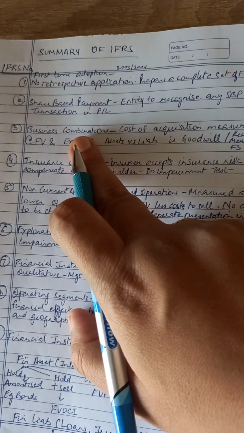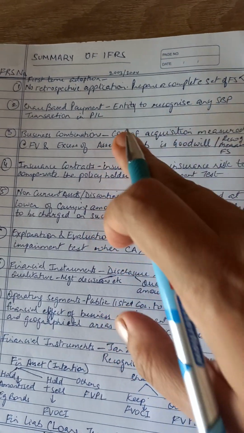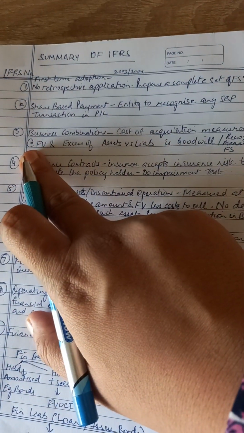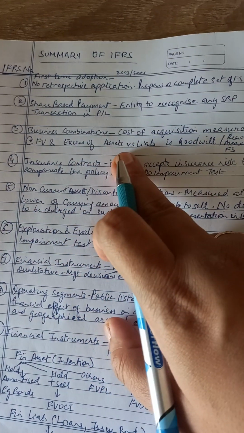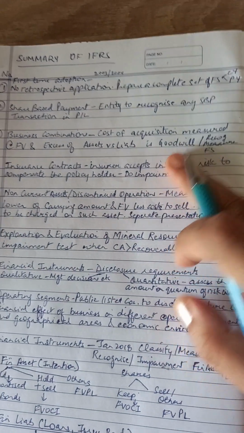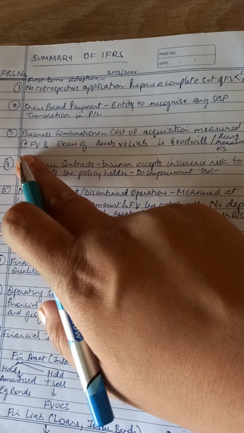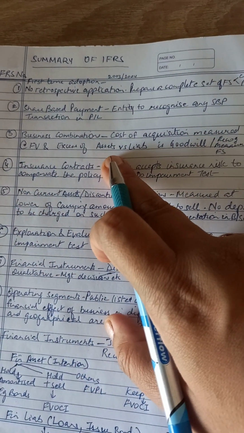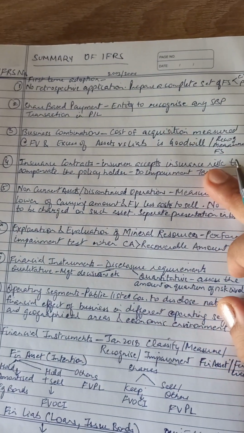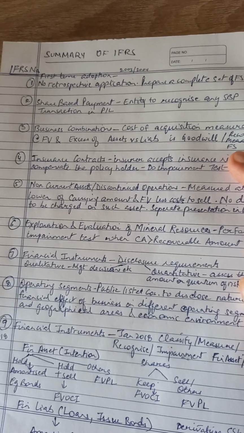Third, business combinations. This speaks about the cost of acquisition, which should be measured at fair value, and the excess of assets versus liabilities is considered as goodwill. So you need to recognize and measure the fair value, and the excess of assets versus liabilities is goodwill that will be recognized in the financial statements of the entity.